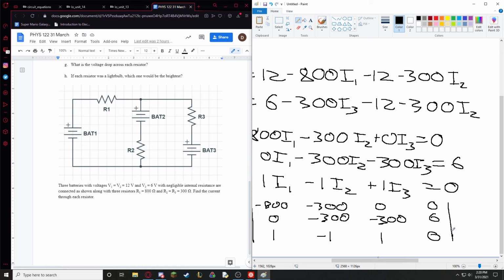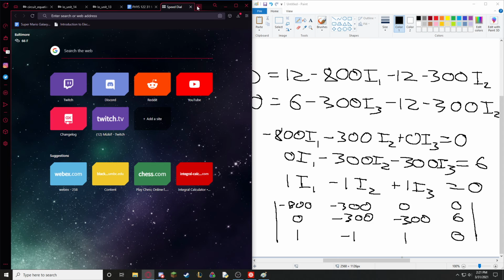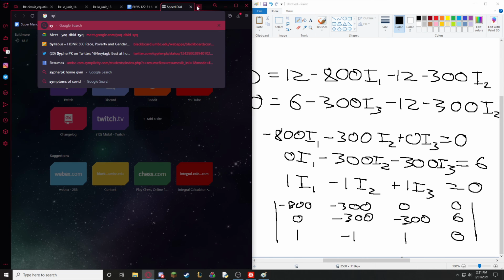Then, if you've taken linear algebra, you would reduce this matrix down to its row-reduced echelon form. Screw understanding whatever the hell that means. I'm just going to use Symbolab.